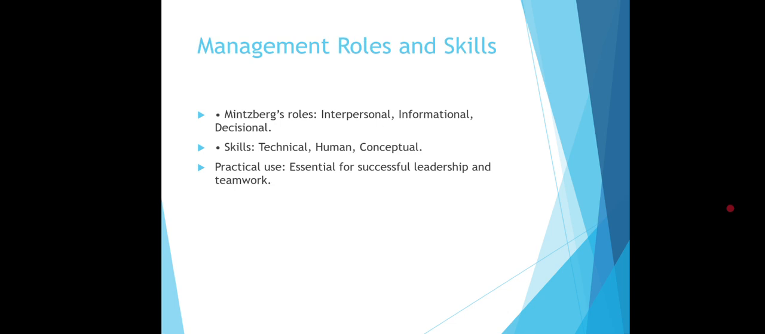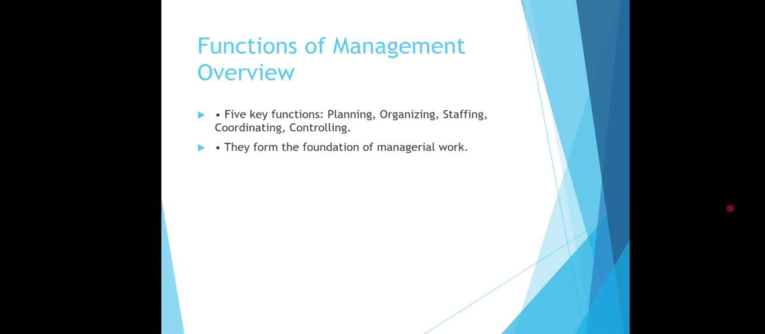Second topic we have functions of management. Okay, so we have five functions. First, we have planning, organizing, staffing, coordinating, and controlling. So let's understand these five functions in detail one by one. Planning means deciding the future course of action, for example, setting marketing targets. Organizing means arranging resources, for example, creating departments. Third function we have staffing. Staffing means hiring and developing people, for example, recruiting employees. And last function we have controlling, which means evaluating performance of employees on a regular basis, for example, comparing actual versus planned sales.